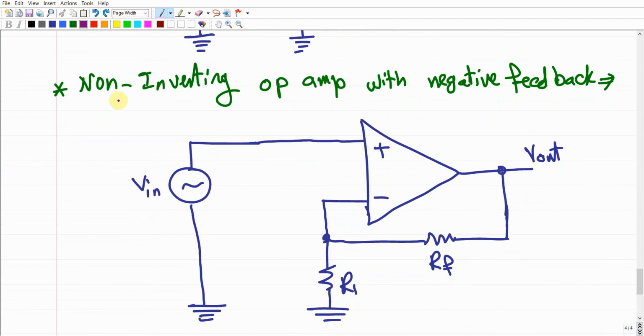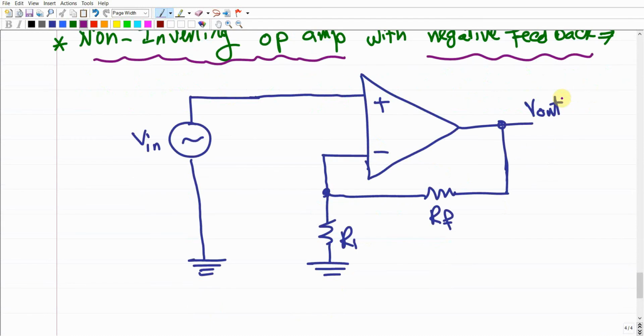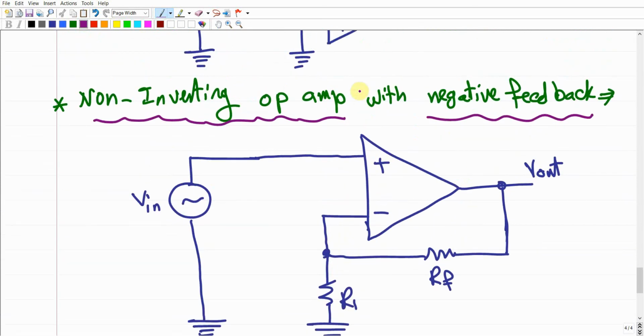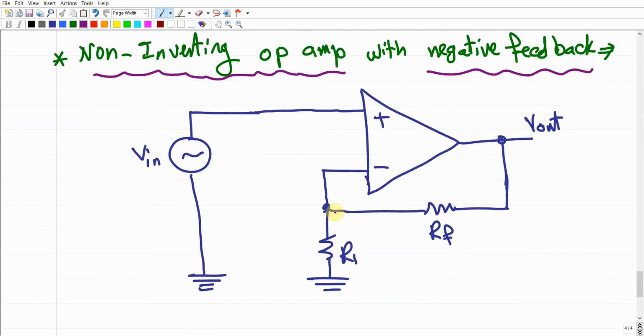This is an example of a non-inverting operational amplifier, also with negative feedback. As you can see, the feedback signal is coming through the negative terminal of the operational amplifier, but the input is going through the positive terminal. So that's why it is a non-inverting operational amplifier with negative feedback. This is the form in which you're going to see negative feedback.